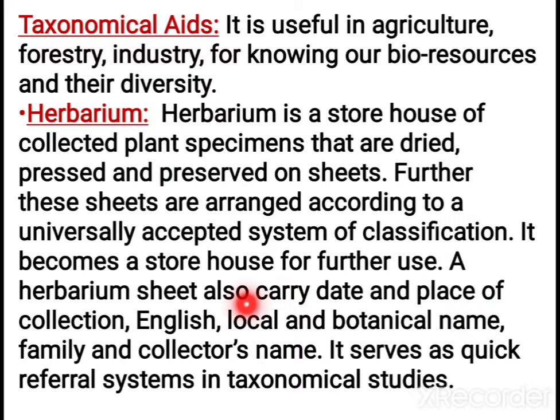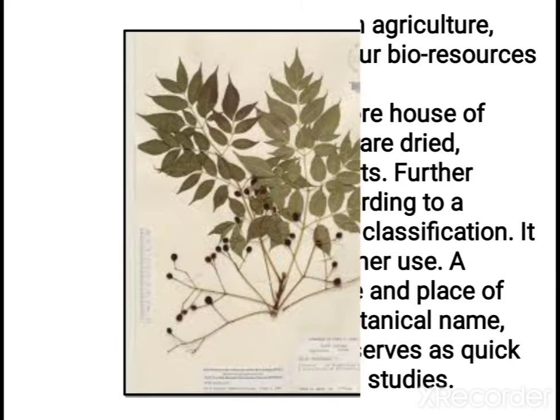Sometimes the plants may not be able to grow in a particular place. In that case, the available plant specimens can be dried, pressed and preserved and used. Here the herbarium sheet also carries the date and place of collection. It may have the English name, apart from that the local name and the botanical name also, the family and the collector's name, whosoever collected. It serves as a quick reference system of taxonomical aids, mainly in the case of plants.